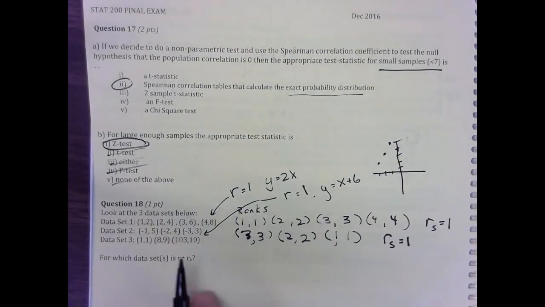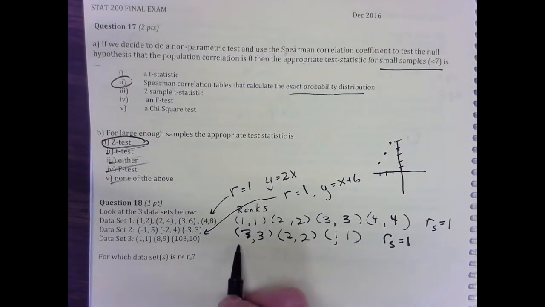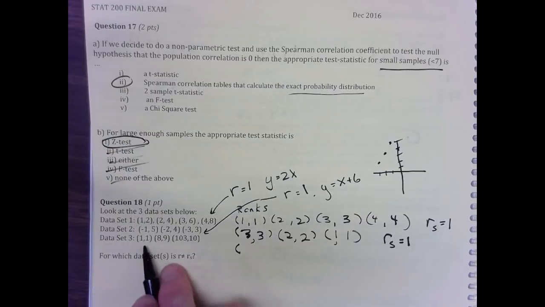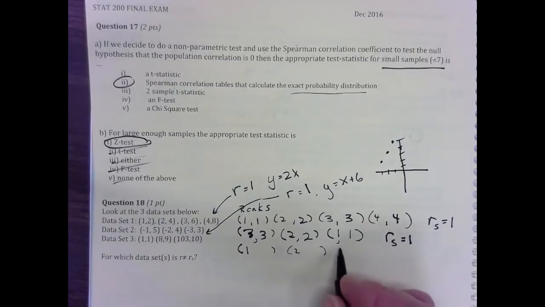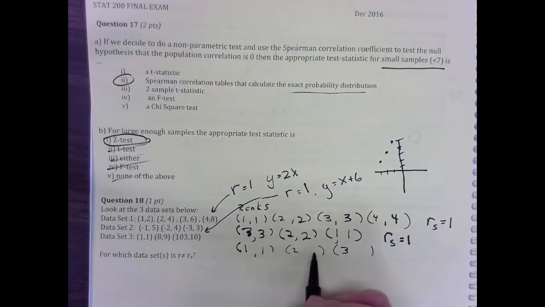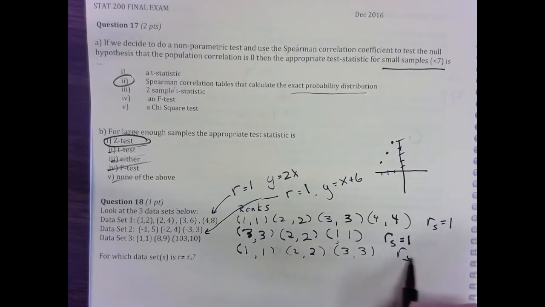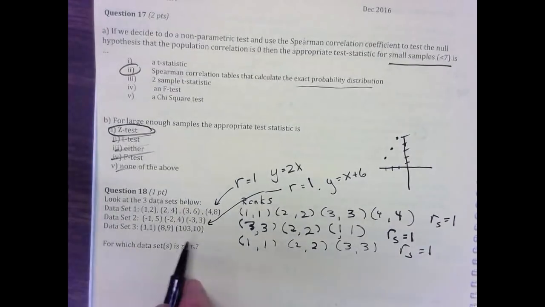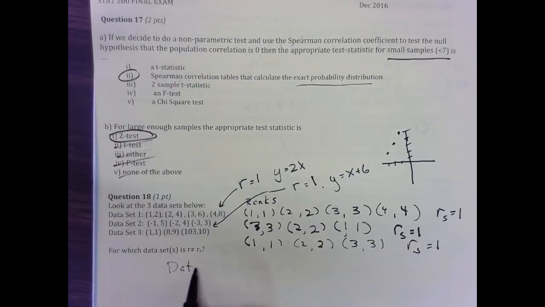Okay, so how about this last one? This last one in ranks is what? This is 1, 2, 3 for the X's, and for the Y's, it's also 1, 2, and 3. So again, RS is equal to 1. But here you can see, obviously, these 3 points don't fall on a line. So for which data set is it not? It's data set 3 is the only one.